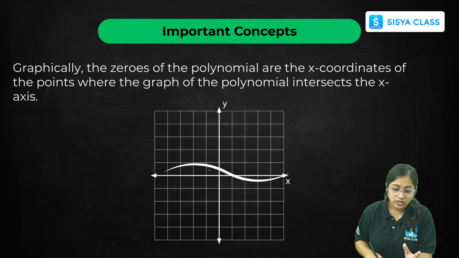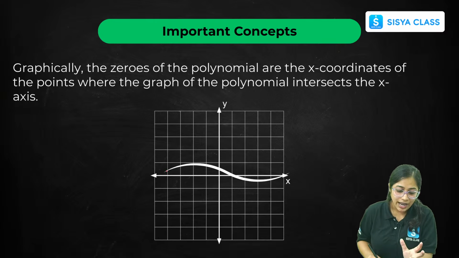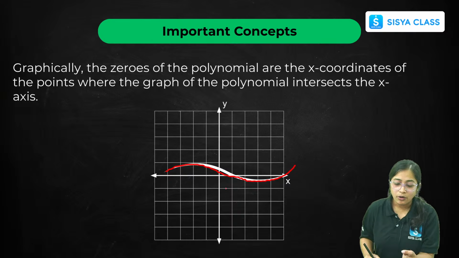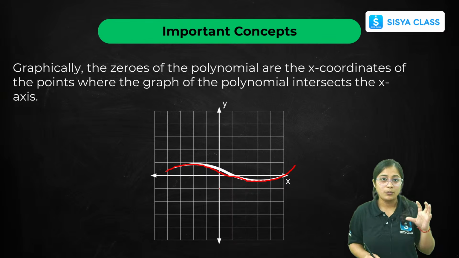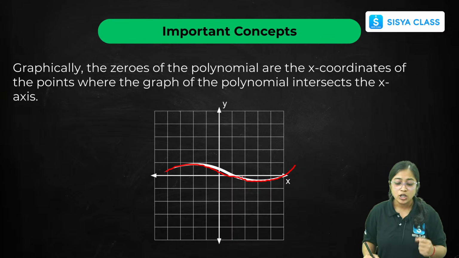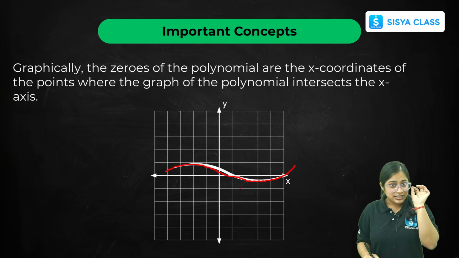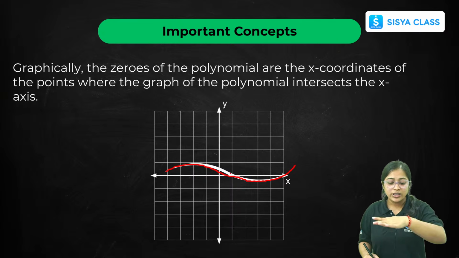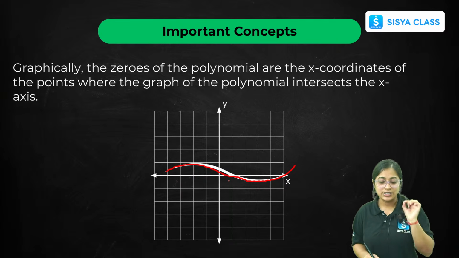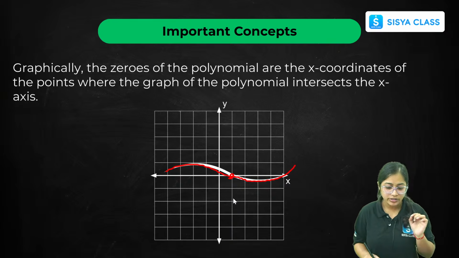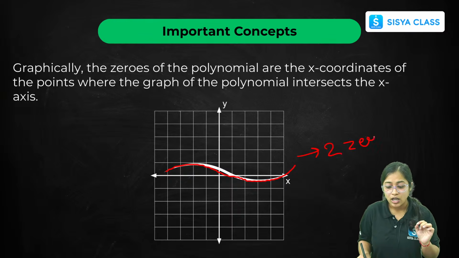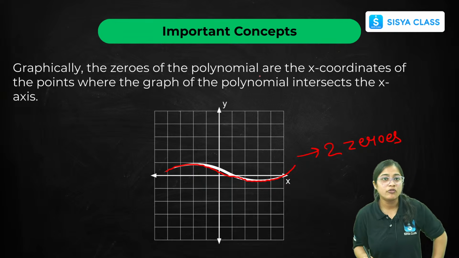So let's suppose you have a polynomial and the graph of that polynomial looks like this. If I ask you how many zeros this polynomial has, just see its intersection with the x-axis. See what points it is intersecting. This is one point, and this is another point. So how many zeros does it have? It has 2 zeros. Got it?